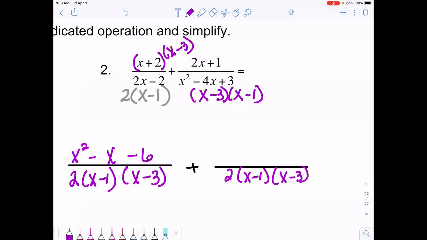So now looking at the fraction on the right, we have 2x plus 1. In the denominator is x minus 3 and x minus 1. Grace, what would be different from the least common denominator to the denominator on the right side there? What would be missing? The 2. Yeah, the 2 is the missing part. So we need to take the numerator and multiply it by 2. And then that becomes 4x plus 2. Questions on how to get to that step?